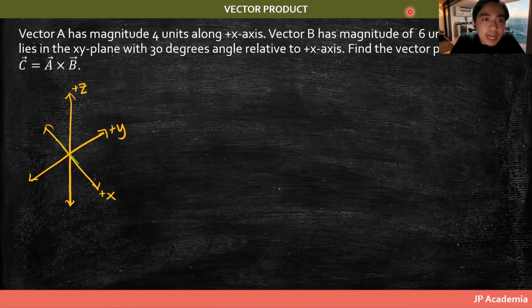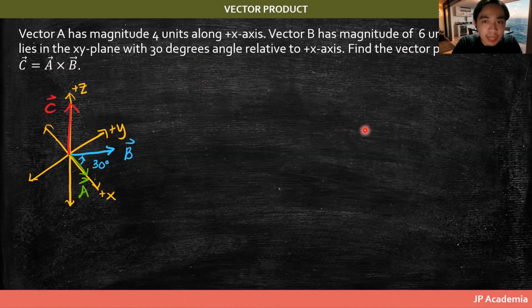Okay. So, for the last problem, this is about vector product. And ito yung problem natin. So, vector A has a magnitude of 4 units along the positive x-axis. So, sabihin natin may 3D tayo dito. So, x-axis, y-axis, then we have here the z-axis. Then, vector B has magnitude of 6 units that lies in the xy plane with 30 degrees angle relative to your positive x-axis. So find the vector products, which is this one. So vector C is equal to A cross B. So cross product siya and therefore vector pa rin yung final answer niya, of course.